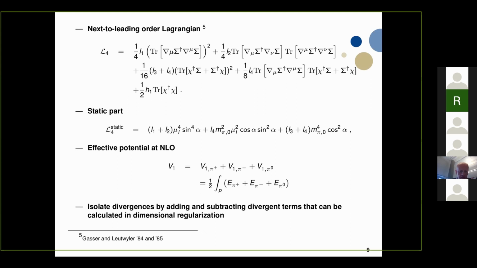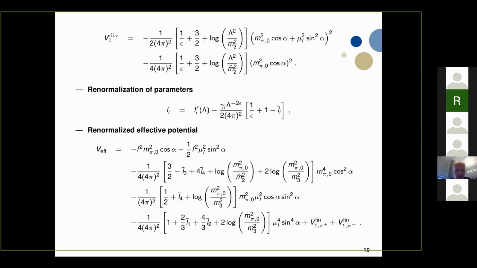Then the effective potential, the one-loop term, is given by the usual three-dimensional integral of the energies. And another technicality is that we have to subtract and add divergent terms so we can isolate the divergences. So despite the fact that this theory is so-called non-renormalizable, there are no problems using dimensional regularization. The divergent terms go like this. The interesting thing is that they are the same form as the counterterms. So that tells you that there's at least hope that you can renormalize the theory. And that is actually being carried out by renormalizing the parameters, as you can see in this middle line here.